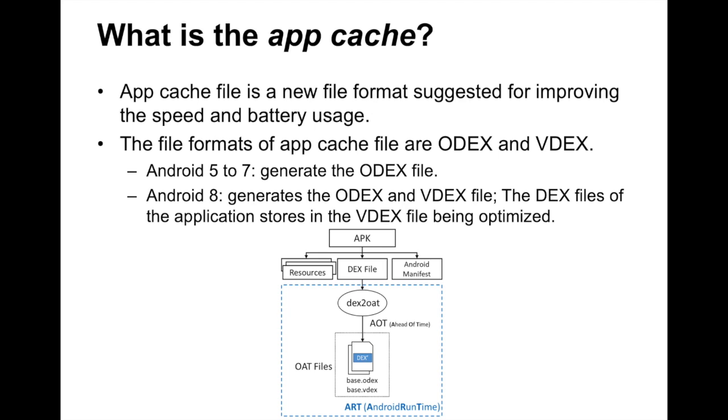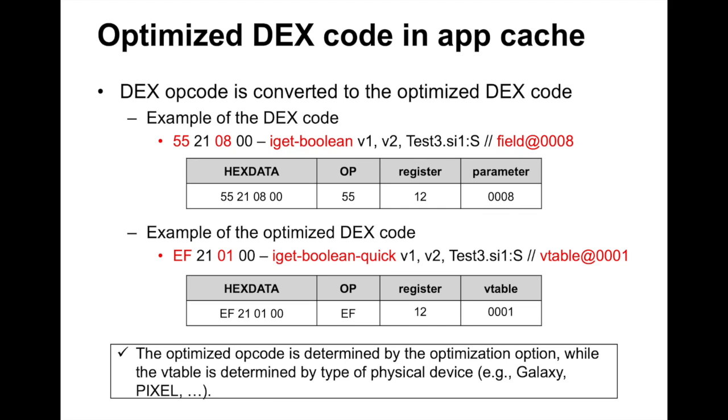The app cache file is a new file format suggested for improving speed and battery usage. When the application is installed, Android optimizes the DEX file into ODEX and VDEX files by the dex2oat compiler. Using these files, Android executes the application. For improving performance, Android optimizes DEX files.